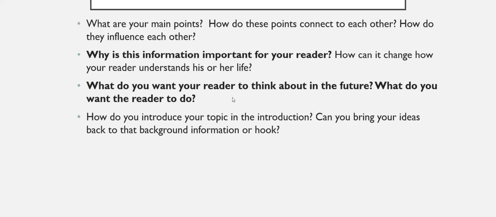Down here, what do you want your reader to think about in the future? So what should they start thinking about? What do you want the reader to do? What actions should they take? Finally, how do you introduce your topic in the introduction? Can you bring your ideas back to that background information or hook and tie it together that way?